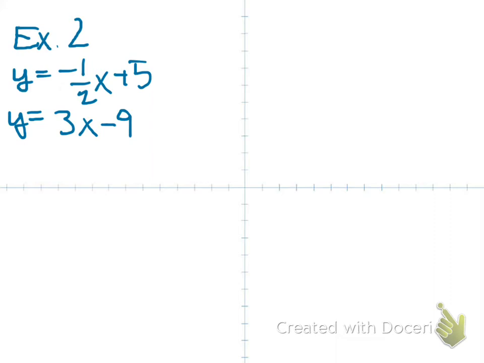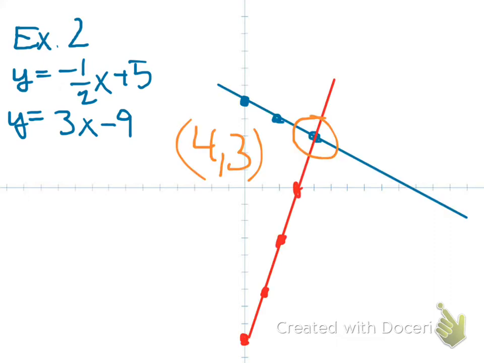So try this problem, negative 1/2 x plus 5 and 3x minus 9, and see what you get for the answer. Pause the recording at this point and then check your answer when you hit play again. Okay, as you can see here, the answer should be 4, 3. That would be the point of intersection.